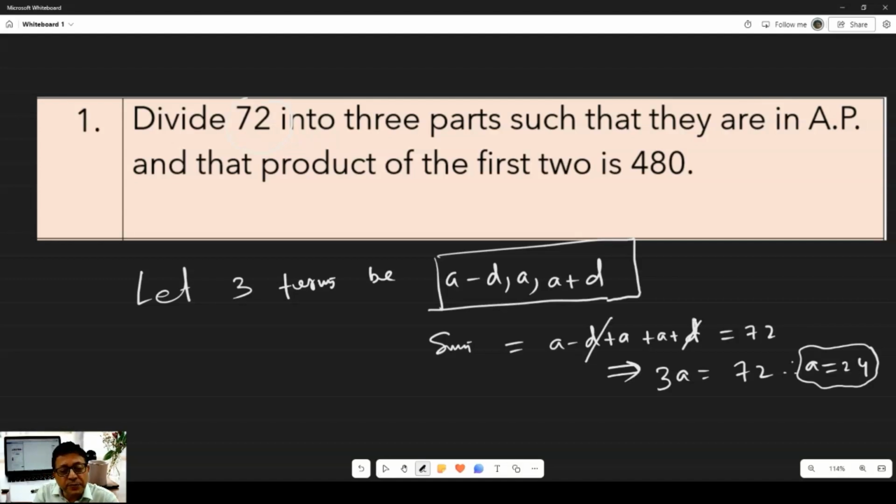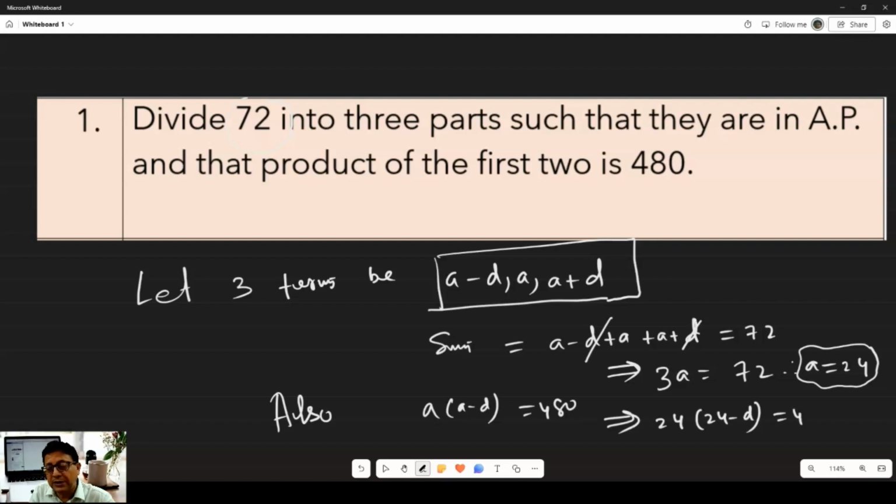Now is the second information. Also, product of first two, a into a minus d equal to 480. This implies 24 into 24 minus d equal to 480. So 24 minus d is going to be equal to 480 divided by 24. This is equal to 20.